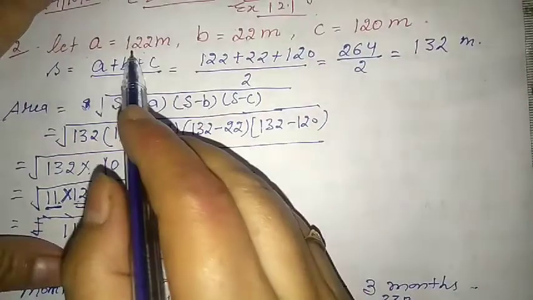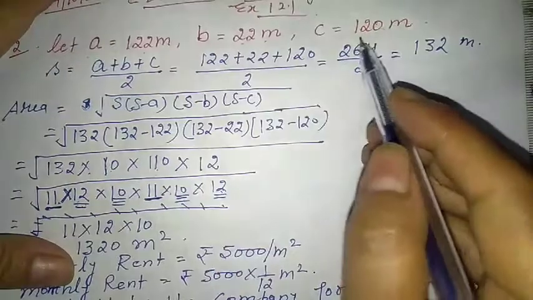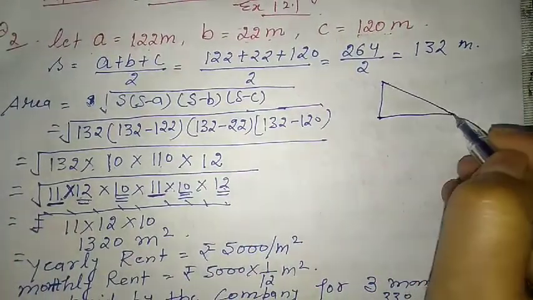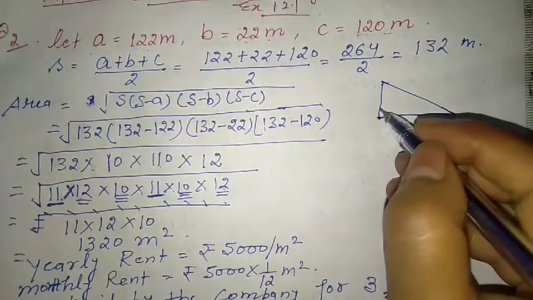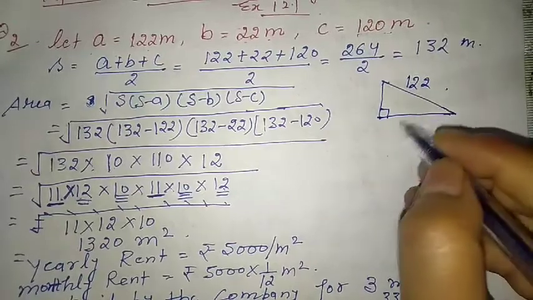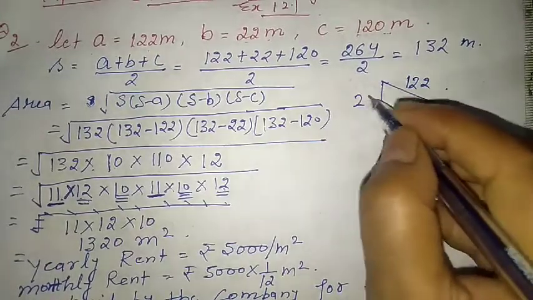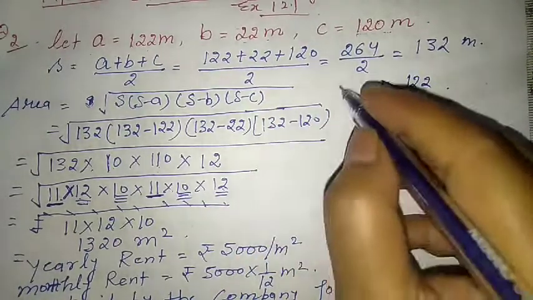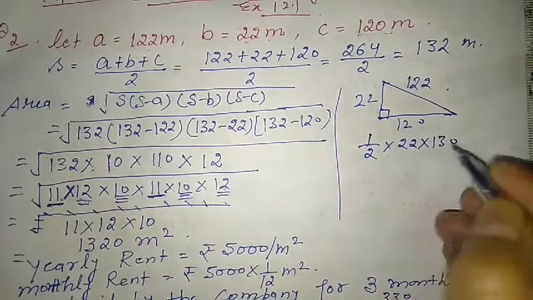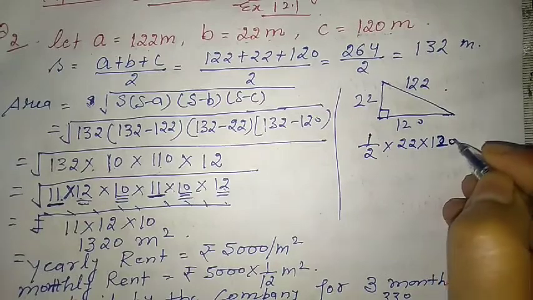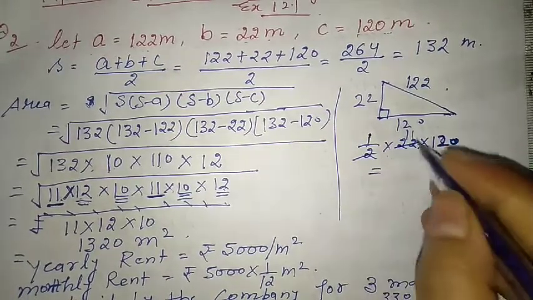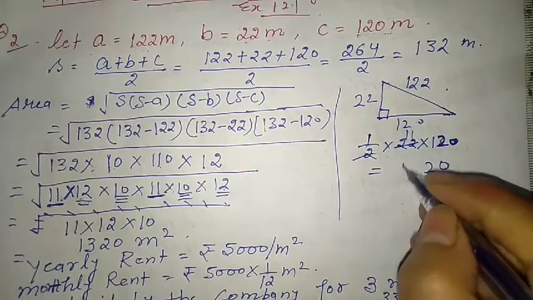First we have to prove that with the help of 122, 22 and 120, this triangular wall is a right triangle. This is 122, 120 and 22. So this area can be found with the help of 1 upon 2 base into height. Okay, so this can be 11 and 0, 22 and 1, 1320.